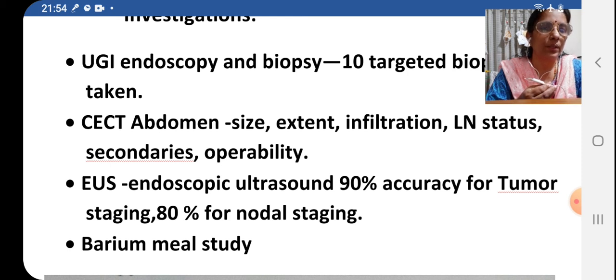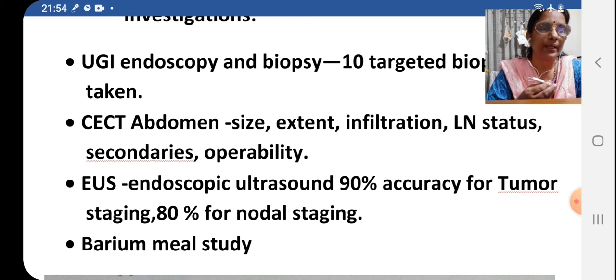From the node also you can take FNAC while doing this EUS, and you can take a biopsy from the tumor also. So it is a very good investigation procedure, EUS. You can even replace MRI and all these things because it's very, very accurate.